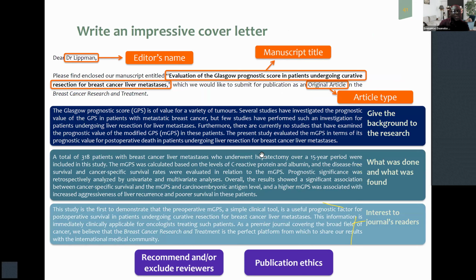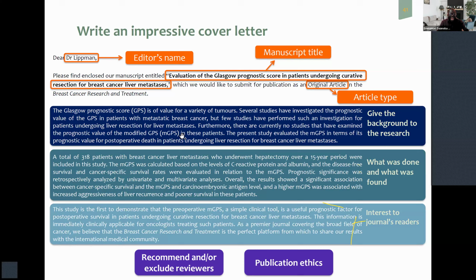Then you come. Please find enclosed our manuscript entitled, in quotation marks and in bold, "Evaluation of the Glasgow prognostic score in patients undergoing curative resection for breast cancer liver metastasis," which we would like to submit for publication as what? Which type of paper? Original article in Breast Cancer Research and Treatment. That's the name of the journal. So article type is important: manuscript title, editor's name.